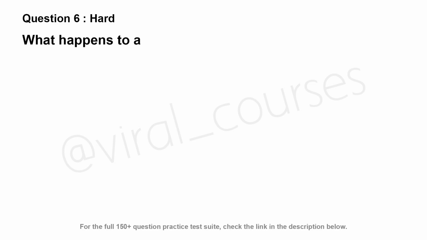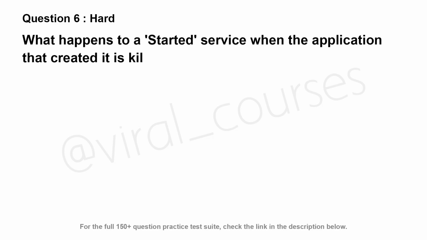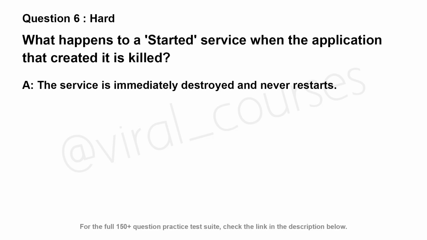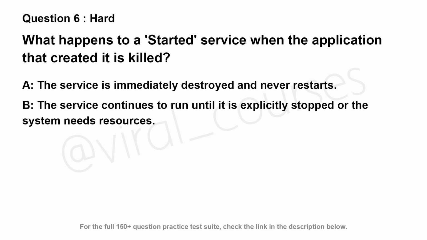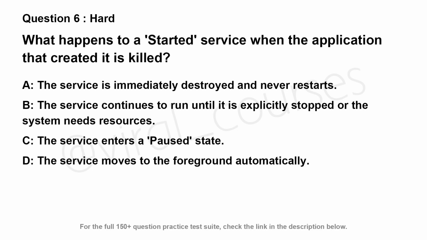What happens to a started service when the application that created it is killed? Option A. The service is immediately destroyed and never restarts. Option B. The service continues to run until it is explicitly stopped or the system needs resources. Option C. The service enters a paused state. Option D. The service moves to the foreground automatically.